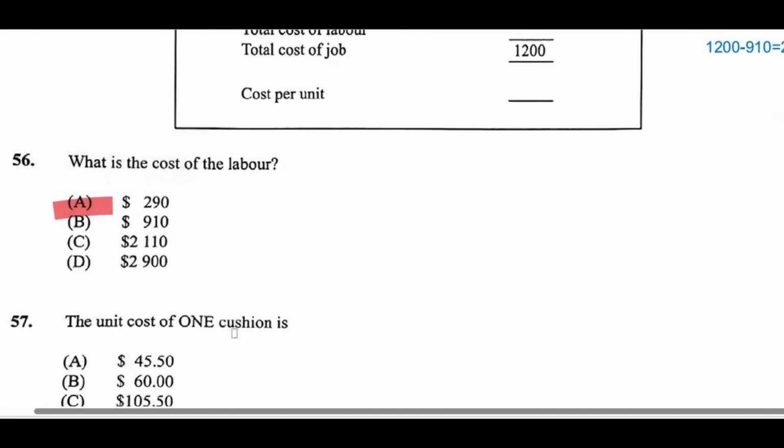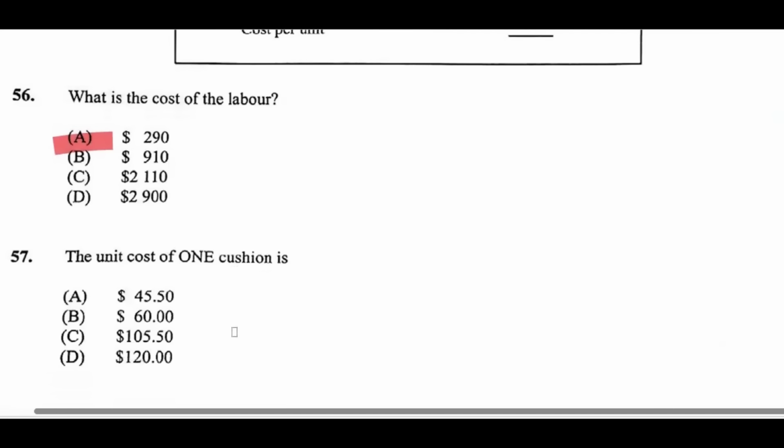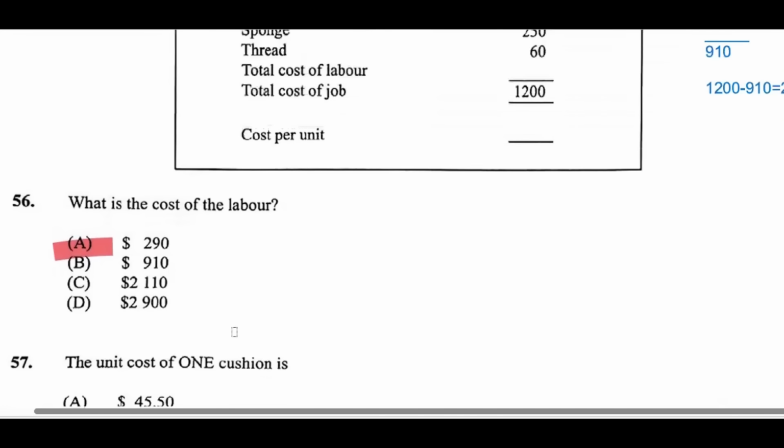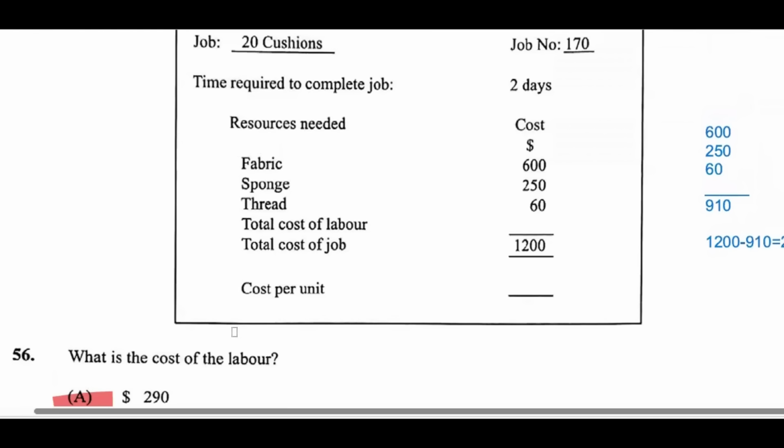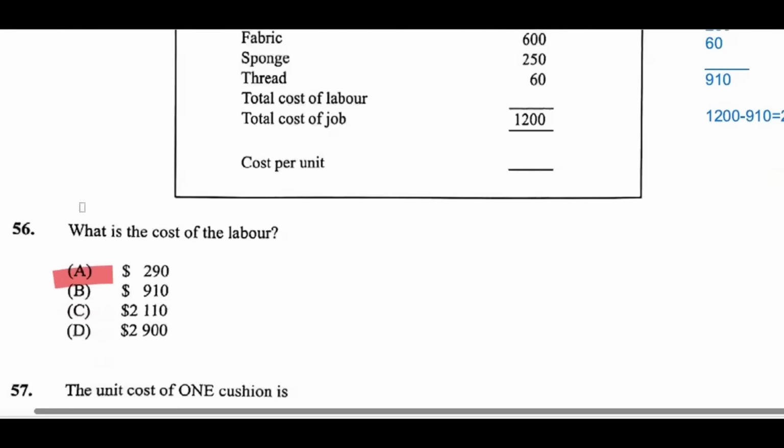Okay, the unit cost of one cushion. What is the unit cost of one cushion? Now, you can see we need 20 cushions, and to produce 20 cushions is $1,200. Remember, the cost of labor is $290. So if we write $290 here and add up everything, we'll get $1,200. So all we have to do is 1,200 divided by 20, and you will get 60. Let's see if $60 is an option. Yes, it is. So the answer is 60.